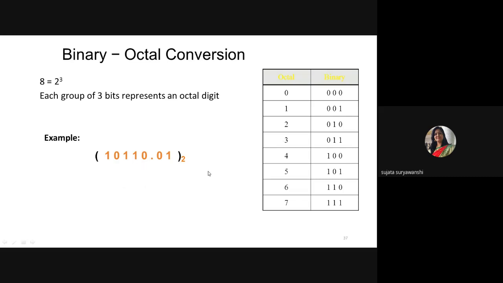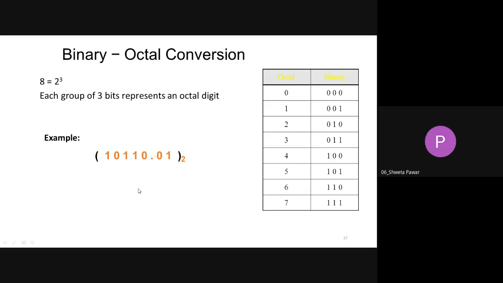Suppose this is your binary number 10110.01, and you have to convert the given binary number into an octal number. So how will you convert? We know a 3-bit binary number is equivalent to a single-digit octal number. But here the reverse procedure applies: the binary number is given and you have to convert it into an octal number. Then how will you convert it?